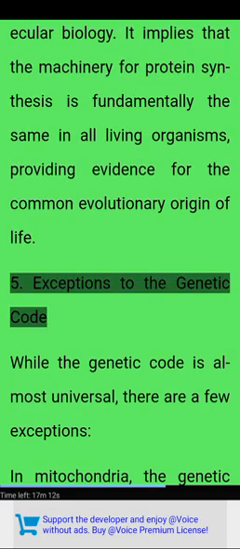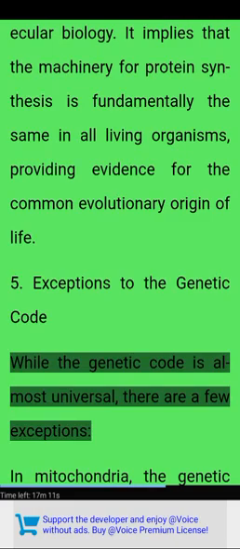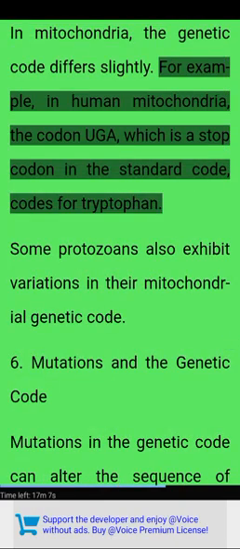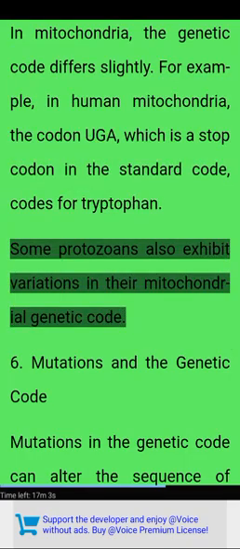5. Exceptions to the genetic code. While the genetic code is almost universal, there are a few exceptions. In mitochondria, the genetic code differs slightly. For example, in human mitochondria, the codon UGA, which is a stop codon in the standard code, codes for tryptophan. Some protozoans also exhibit variations in their mitochondrial genetic code.